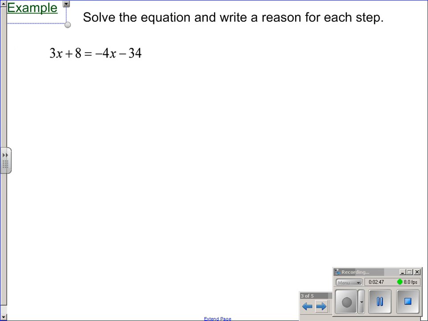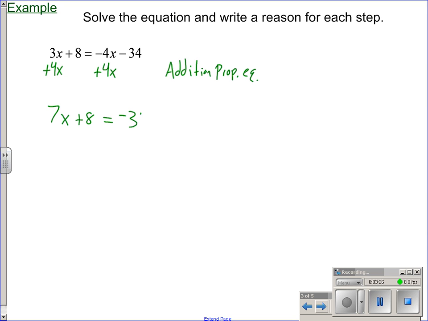All right, so like it says, you want to solve the equation and write a reason for each step. So, solving this equation. First thing I would do, add 4x to both sides. We know we can do that because we're adding the same thing to both sides. That's the addition property of equality, and that's all you need to write for that step. So when you do this addition property of equality, adding 4x to each side, you get a new statement: 7x plus 8 equals negative 34.